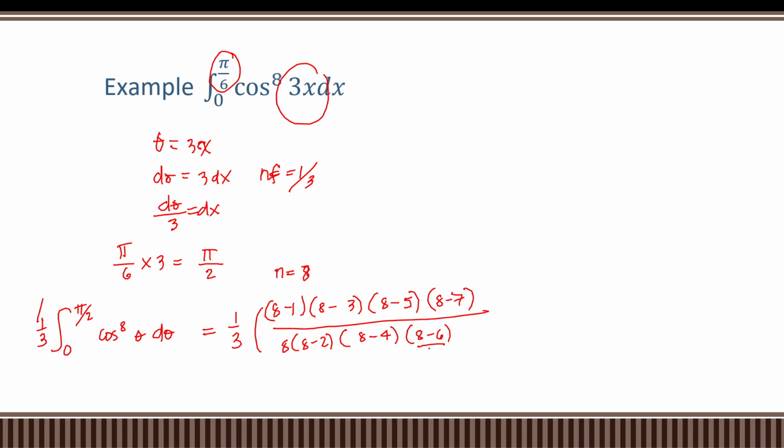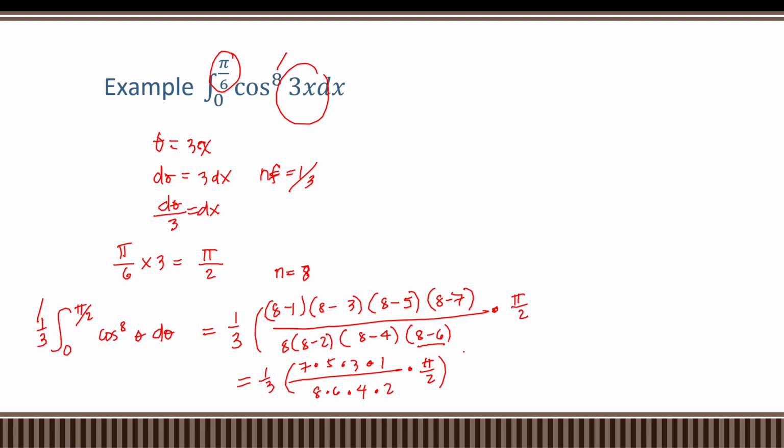This is already 2. So times pi over 2, because n is equal to 8, the given is even. Okay, that's even. So we are going to simplify. So 1/3 times 7 times 5 times 3 times 1 over 8 times 6 times 4 times 2, times pi over 2.